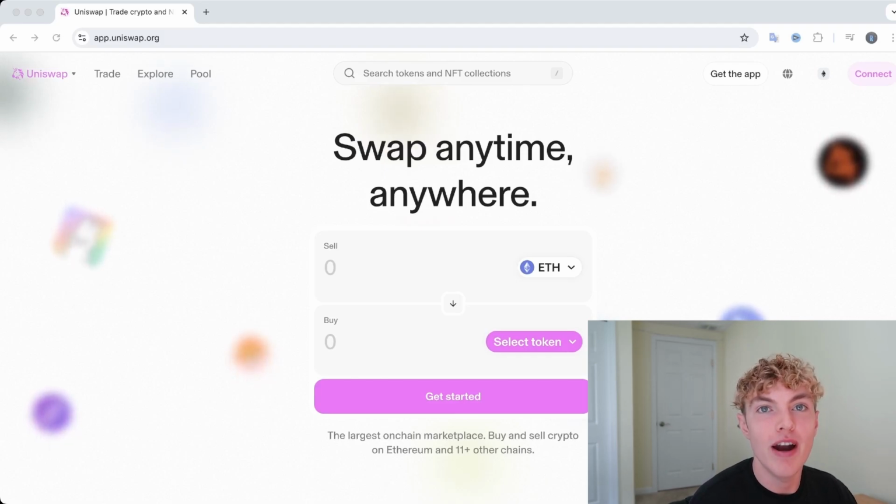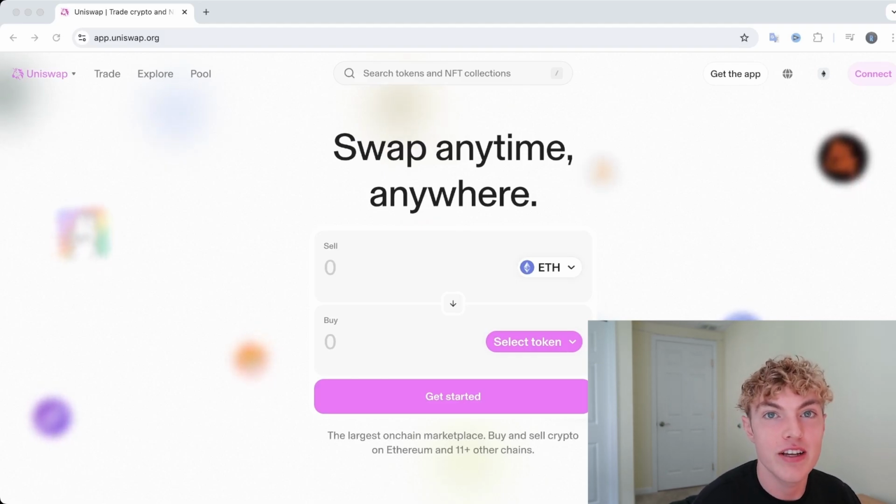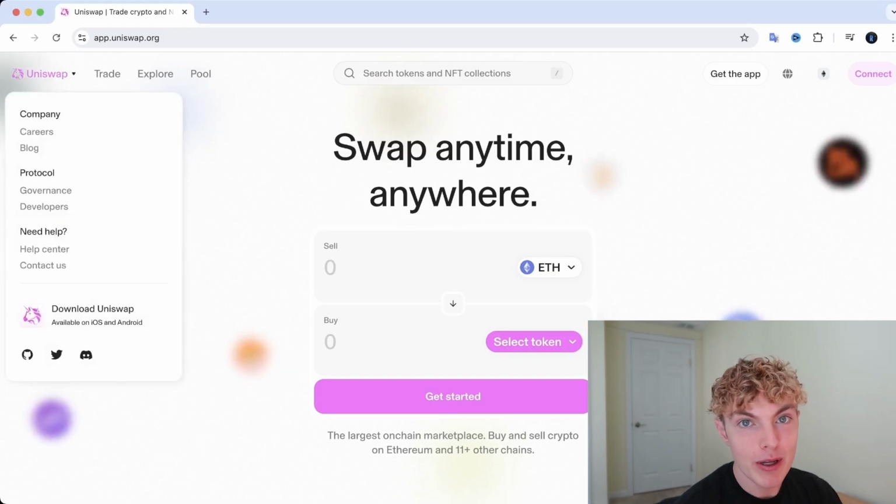Today, we're going to be revealing the strategy that investors are using to 5 or 10x their capital. Let's hop right in. So first, we're going to be going over what Uniswap actually is and what a decentralized exchange is and how you can trade one asset for another.